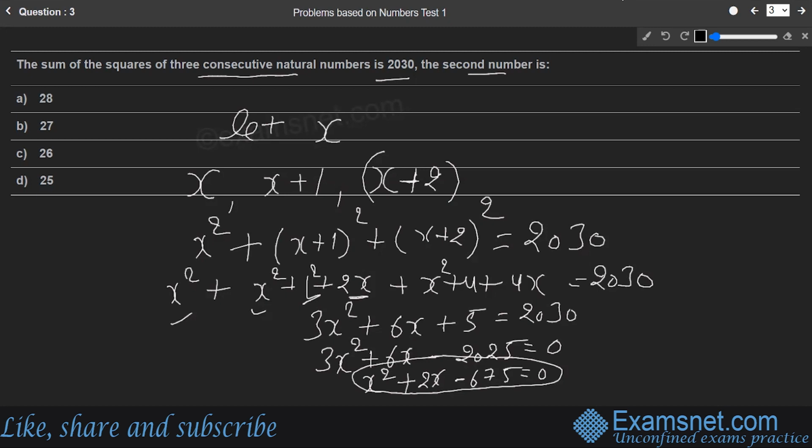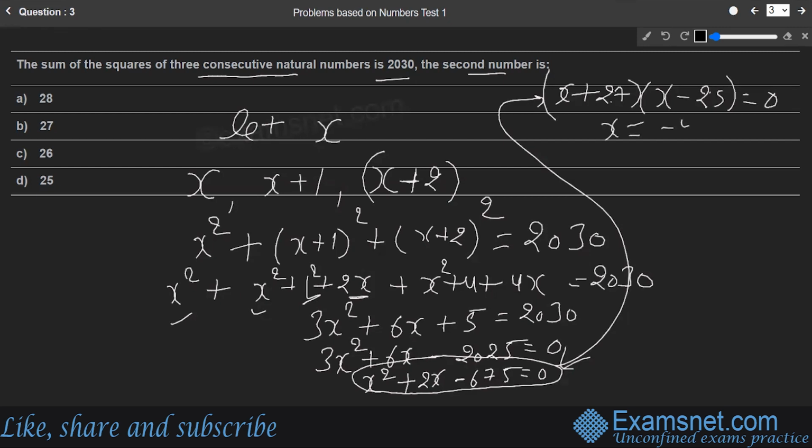Now, this is the equation that we have, and we are supposed to solve for x. There can be multiple ways of doing that. We can apply Sridharacharya's formula, or we can do it by prime factorization also. If we do the factors of this particular equation using any of the methods, this can be broken down as x plus 27 into x minus 25 equal to 0. So the two values of x are minus 27 and 25. Obviously, minus 27 cannot be taken because the numbers have to be natural numbers.